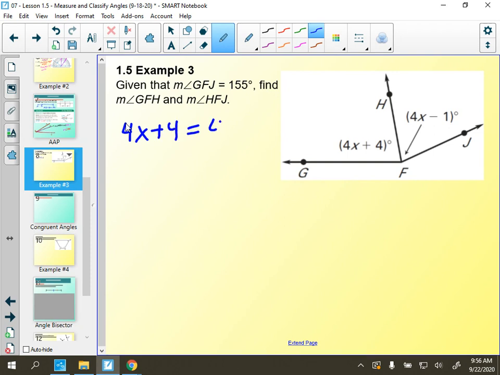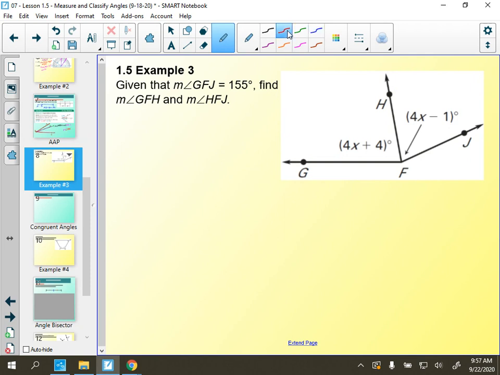Why would this be incorrect? A lot of people went with that initially and said, hey, 4x plus 4 has got to equal this. They look to be about the same size. You know, this angle and this angle over here look to be about the same. But the problem is, I don't know that. We would have to be told that the measure of angle GFH is the exact same as HFJ. Then we could go down that road. So I need a different setup for this one.